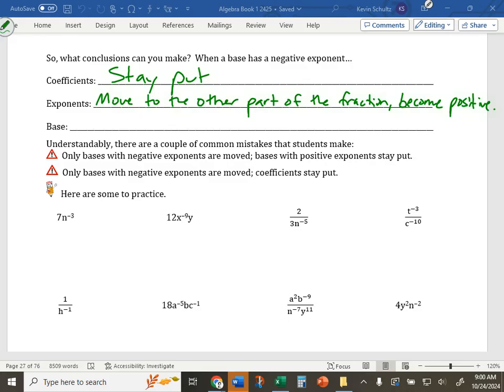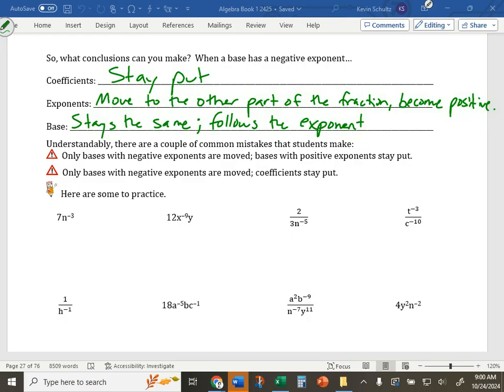The base stays the same, but follows the exponent. So the base gets moved as well, but it doesn't change. The base isn't negative, right? The exponent's negative. The base doesn't change, it doesn't become negative or switch to positive. There's no change there, only the exponent does. The exponent is what is negative, the base is moved with it, but the base doesn't change.